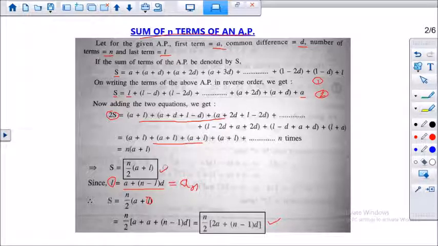So these two formulas are applicable for finding the sum of n terms of an AP. But remember which formula will be applicable when. The first formula is applicable when the first term, the last term and the number of terms are given. The second formula is applicable when the first term, common difference and total number of terms are given. So remember these two formulas for finding the sum of n terms of an AP.